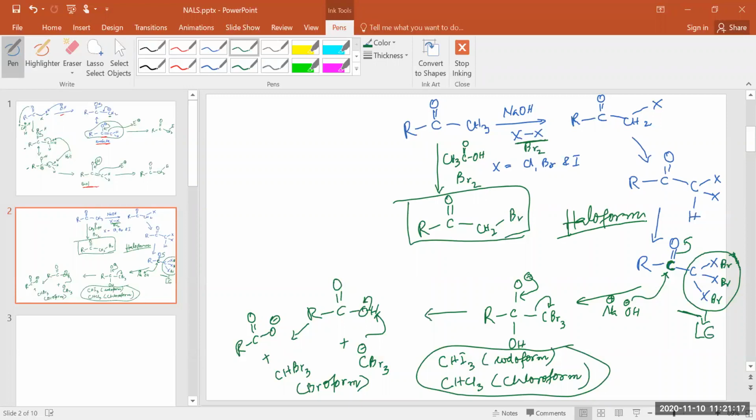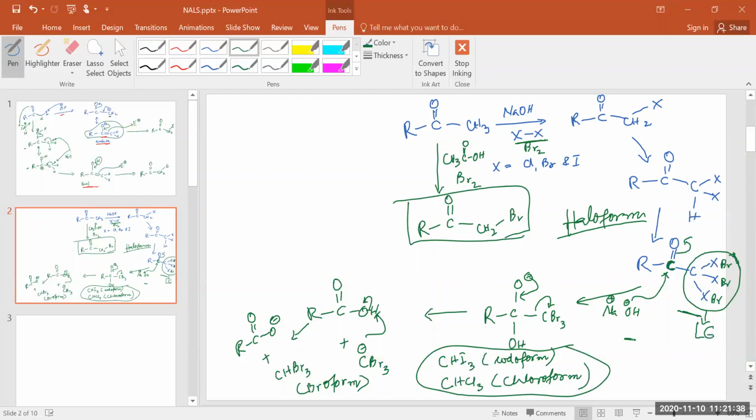Okay. Do you guys remember this one? This was yesterday in the lab. Okay. For testing a carbonyl compound, the haloform reaction. We did it in the Organic 2 labs. So this is the reaction and this is the detailed mechanism.